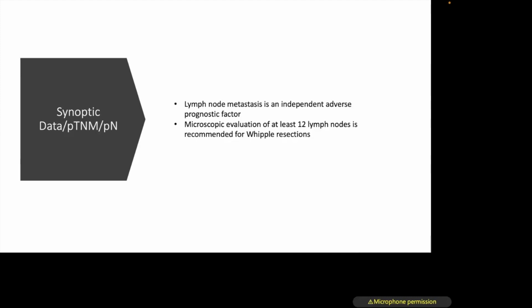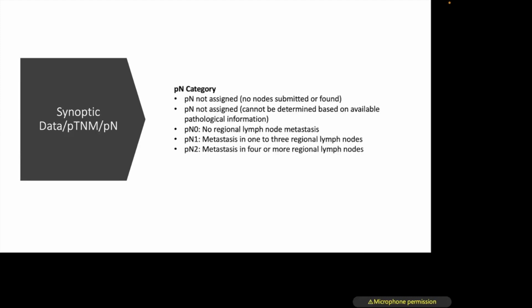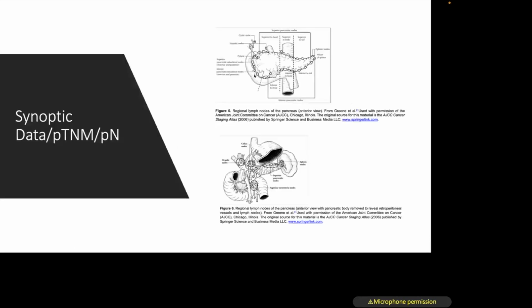We need to see at least 12 lymph nodes in a Whipple's resection. And the pN stage is defined as no regional lymph node metastases for pN0. If there's 1 to 3 lymph nodes involved by tumor, so that means there's adenocarcinoma present in the lymph node, that means it's a pN1. If there's 4 or more, that's a pN2.